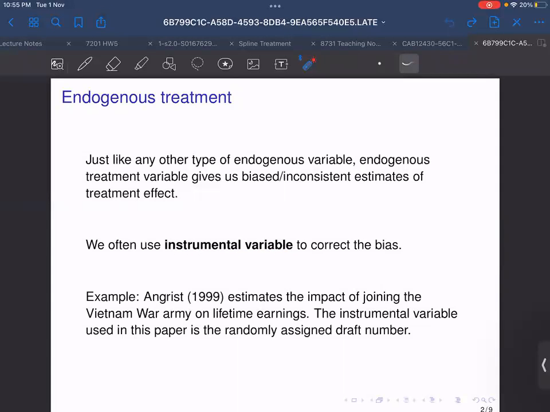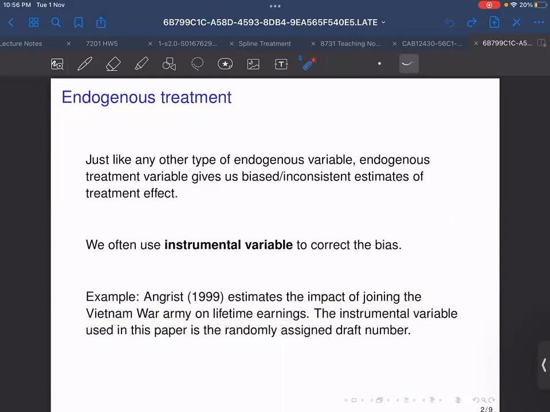Throughout this presentation, I'm going to use a very famous example by Angrist. Angrist not only found out what the local average treatment effect is, he also wrote many very famous, very impactful empirical papers. In this empirical economics paper, he estimates the impact of joining the Vietnam War Army on the lifetime earnings of those soldiers.